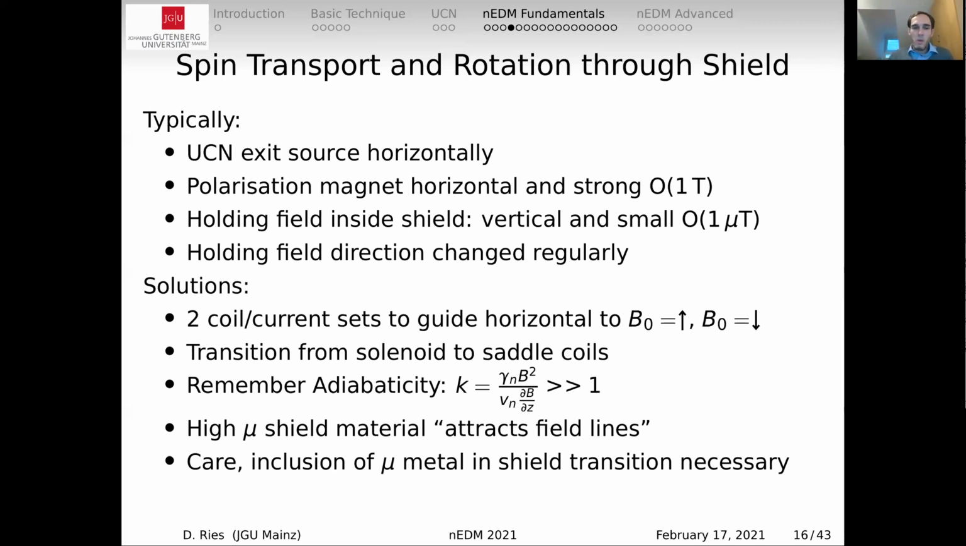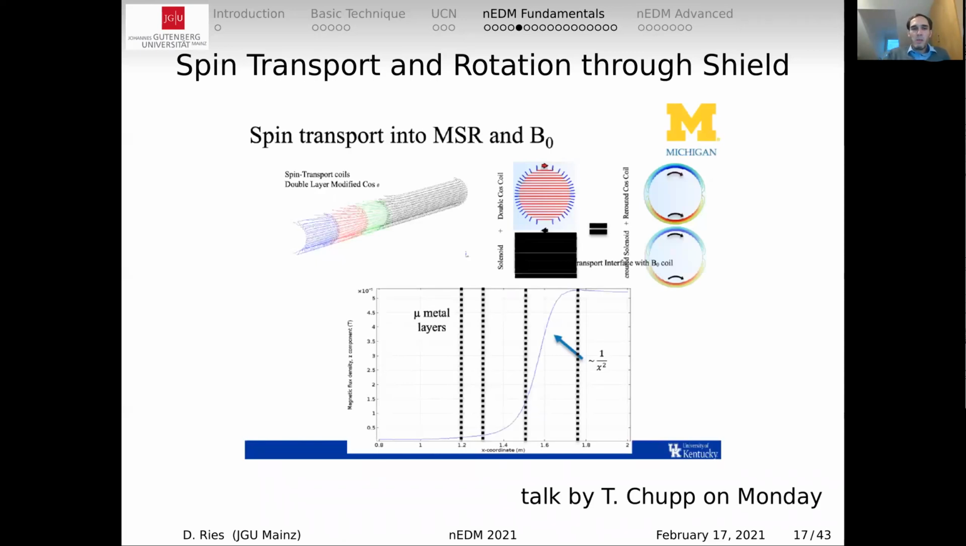And we've already seen that, for example, for the Los Alamos experiment on Monday in the talk by Tim Chupp. So you can see that a lot of thought has gone into making such complicated coils such that you can transport your spin and rotate the spin at the same time through your magnetic shield layers.